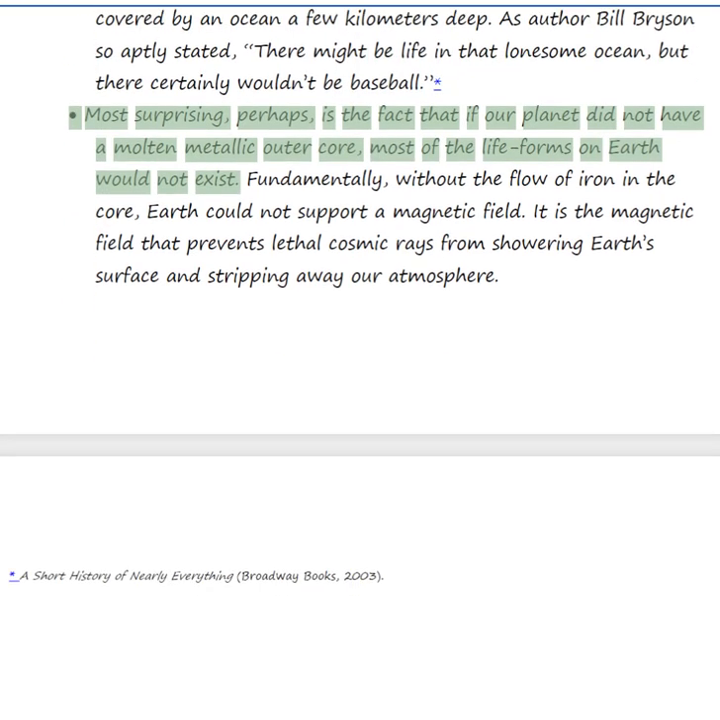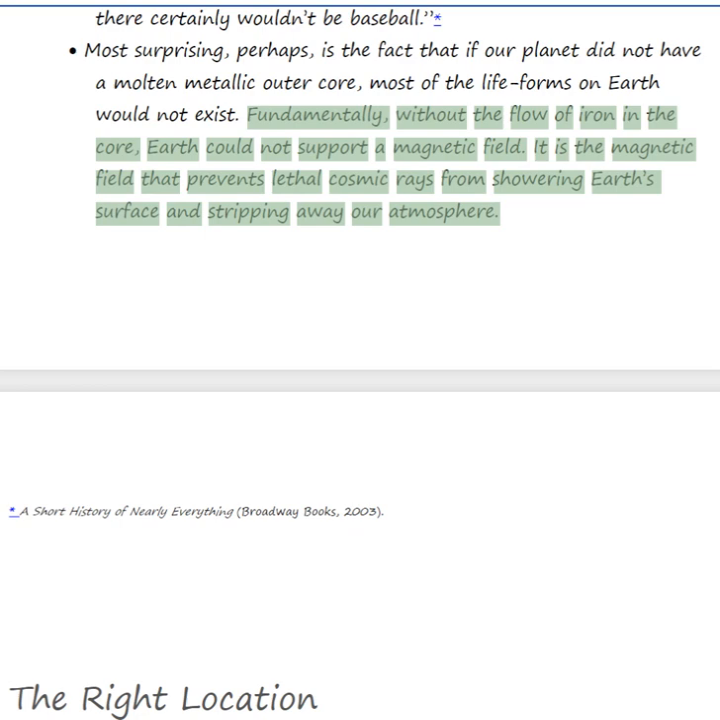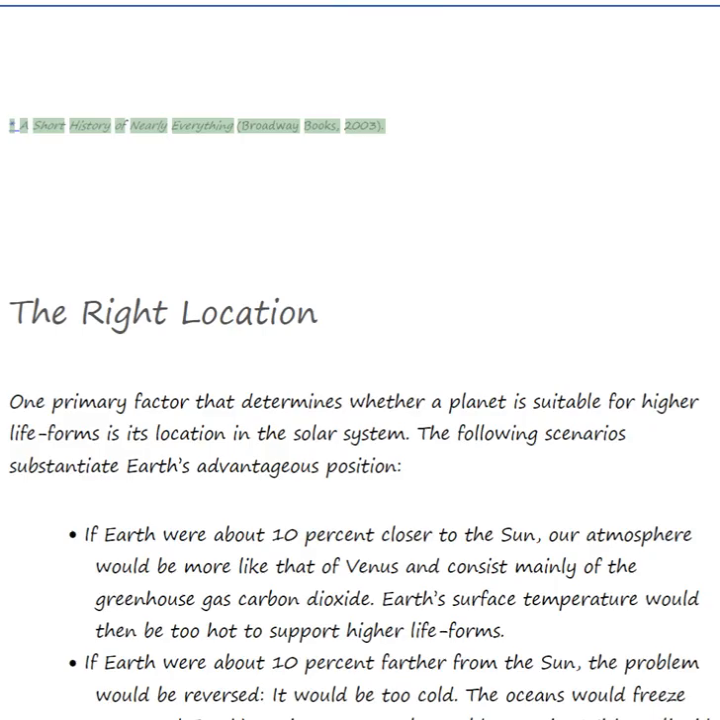Most surprising, perhaps, is the fact that if our planet did not have a molten metallic outer core, most of the life forms on Earth would not exist. Fundamentally, without the flow of iron in the core, Earth could not support a magnetic field. It is the magnetic field that prevents lethal cosmic rays from showering Earth's surface and stripping away our atmosphere. A short history of nearly everything.